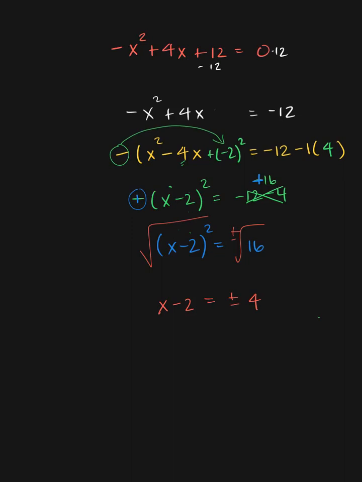And then to solve, we're just going to bring the 2 to the other side by adding. And x will equal 2 plus 4. And x will also equal 2 minus 4, which are 6 and -2.